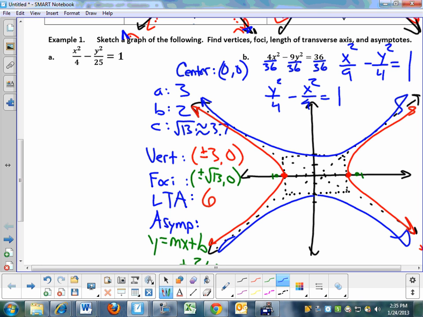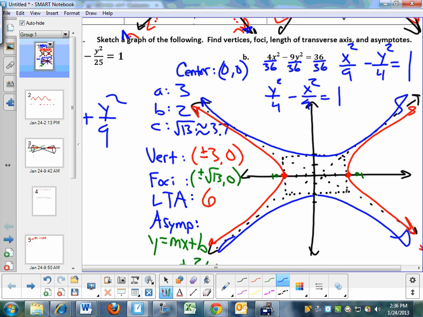In order to get the blue, the y squared would have to be first. Exactly. Negative y squared, x squared over whatever, 4 plus y squared over 9. Now that's vertical because the y squared is positive. It's whatever's positive. Yep. That's just not written in the same form. You guys got it. You're super smart.